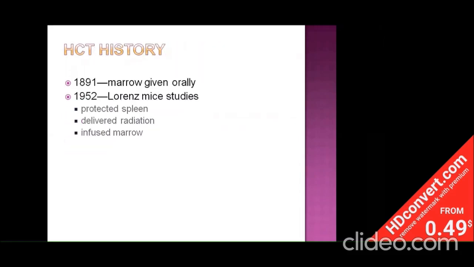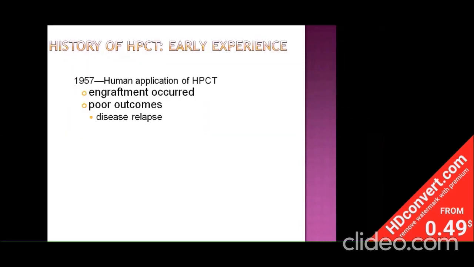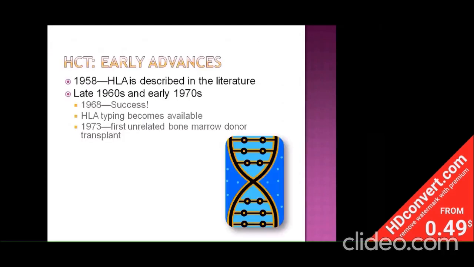Regarding history, in 1891 the marrow was first given orally. In 1958, Lorenz's studies came, where the spleen was protected, radiation therapy was delivered, and infusion of marrow was done. In 1957, human application of HPC was done. Engraftment happened, but the outcome was poor. Later, in the 1950s and 60s, HLA was identified, and the first successful transplant was in 1968.